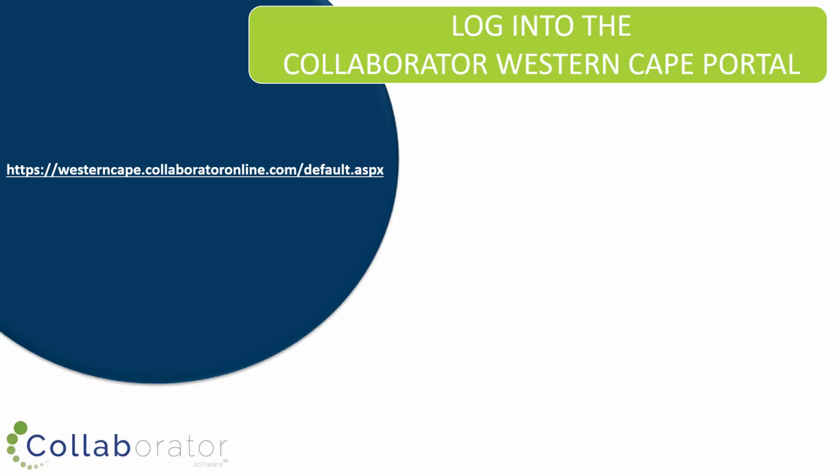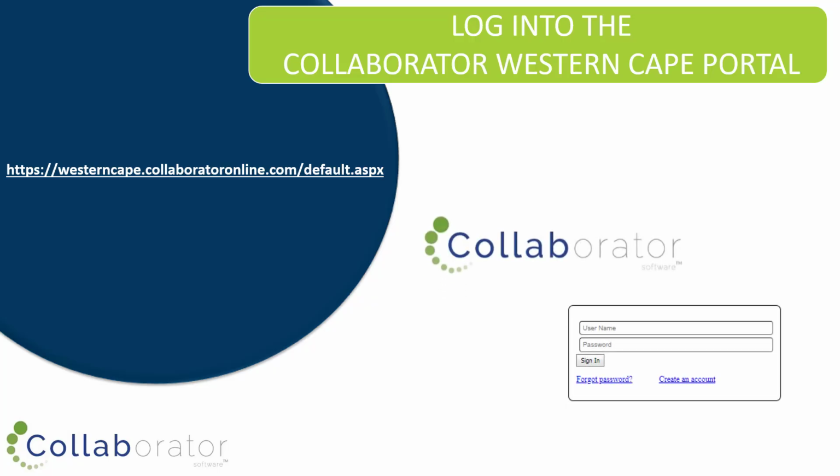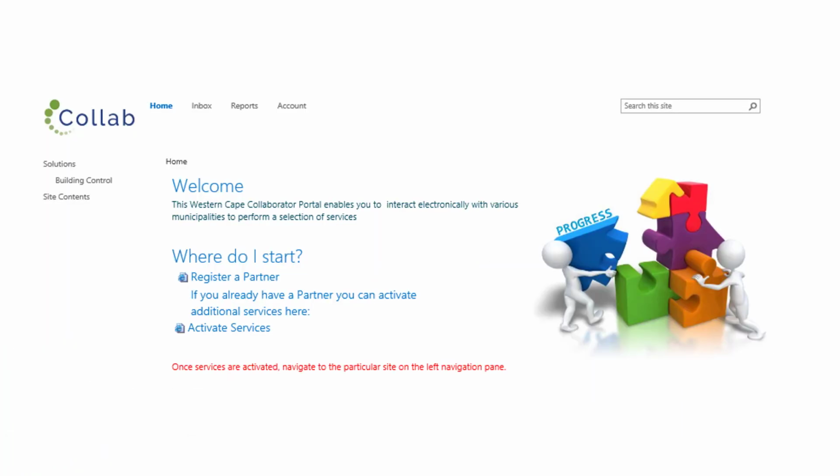Sign into the Western Cape Collaborator portal by typing in westerncape.collaboratoronline.com/default.aspx in your browser. You will be directed to the sign-in page of the Western Cape Collaborator portal. Type in your username and password and click on Sign In. You will now be on the Western Cape Collaborator portal's homepage.